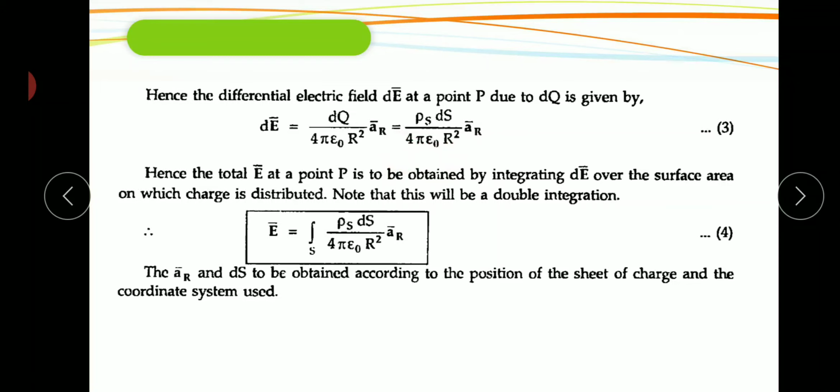This expression is the differential electric field at point P due to a differential charge. But we have to find the total electric field at point P due to charge Q. For this we have to integrate dE over the surface area on which the charge is distributed. So on integrating this equation, integration and differentiation cancel.